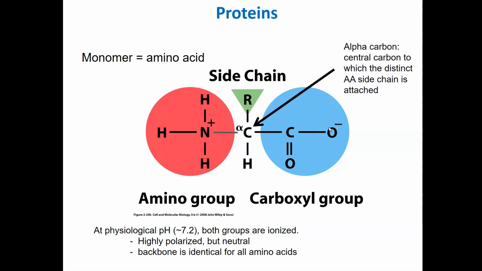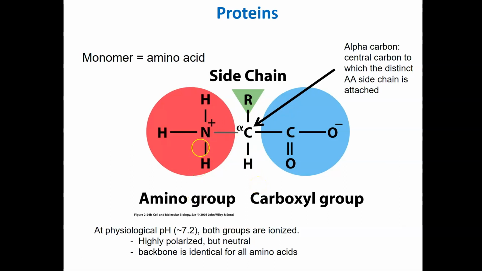So under physiological conditions, pH of 7.2, that hydrogen that was part of this hydroxyl group is lost, whereas the amino group, this NH2 group, has accepted a hydrogen at physiological pH. So again, you should be able to draw this from memory and replicate this, and be able to identify the particular amino acid in the context of a polypeptide chain.